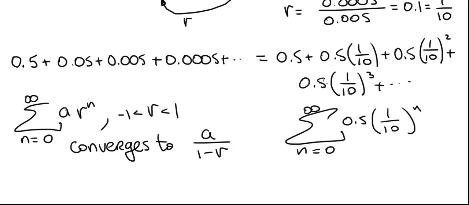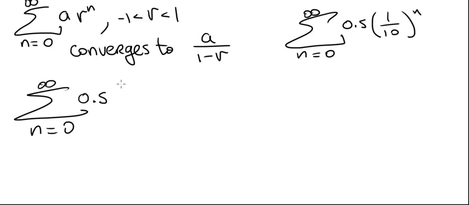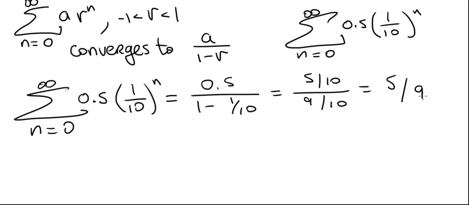In our case, let's bring it back over here. It's the sum from n equals 0 to infinity of 0.5 times 1/10 to the n. This is in standard form. r is 1/10, which is clearly between -1 and 1. So this converges to 0.5 divided by 1 minus 1/10. And this is 5 over 10 over 9 over 10, which is 5 divided by 9.